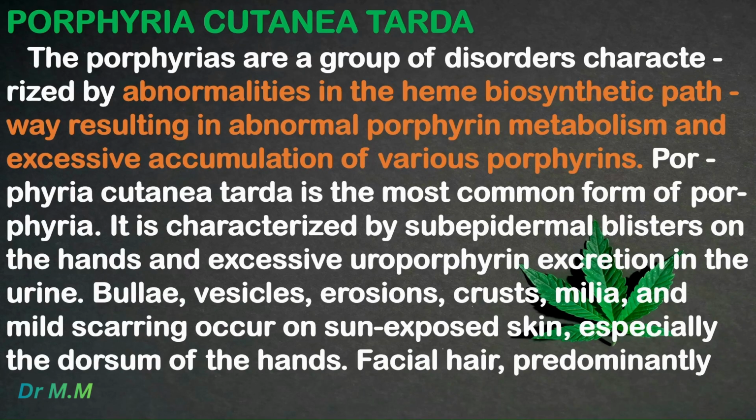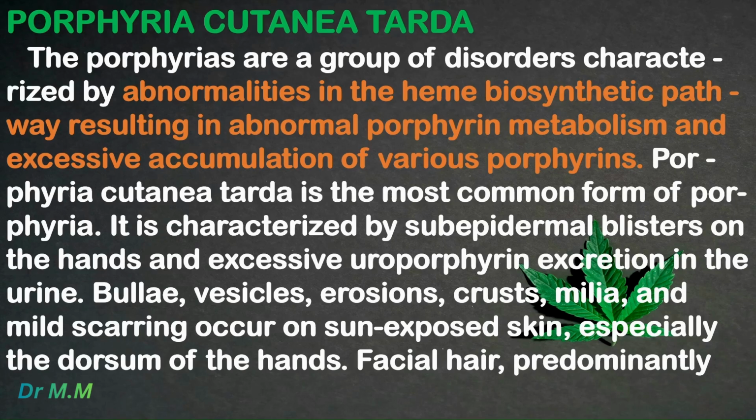Porphyria cutanea tarda. The porphyrias are a group of disorders characterized by abnormalities in the heme biosynthetic pathway resulting in abnormal porphyrin metabolism and excessive accumulation of various porphyrins. Porphyria cutanea tarda is the most common form of porphyria. It is characterized by subepidermal blisters on the hands and excessive uroporphyrin excretion in the urine.